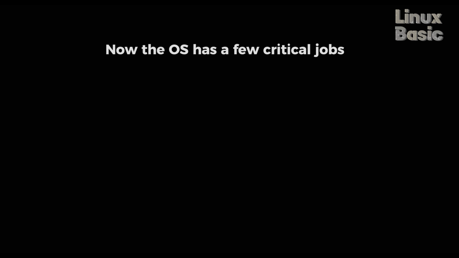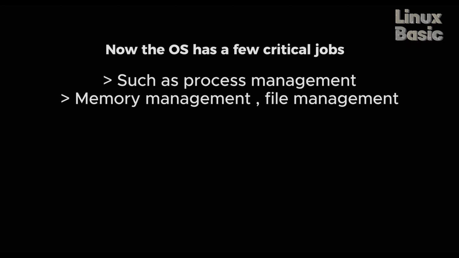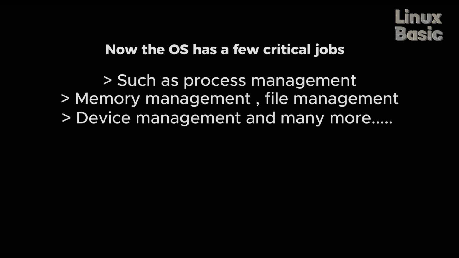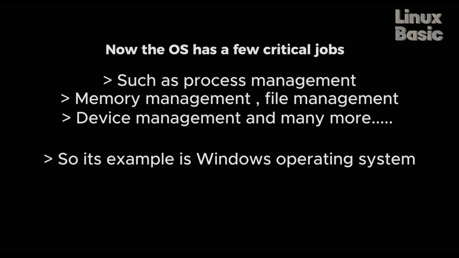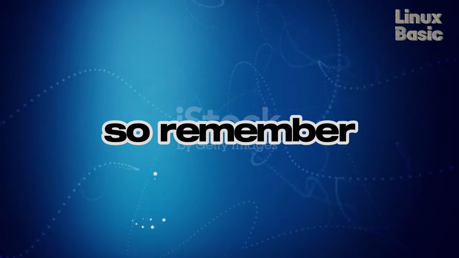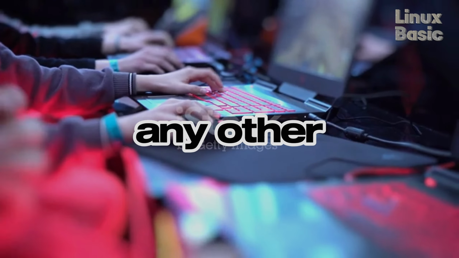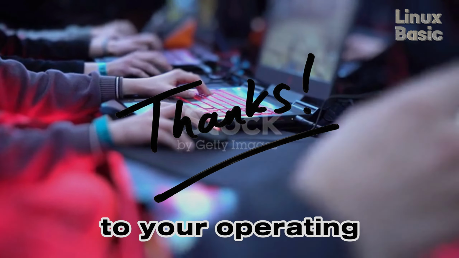Now the OS has a few critical jobs such as process management, memory management, file management, device management and many more. So what are its examples? Examples are the Windows operating system, Linux operating system, Mac operating system and also the Android operating system. So remember, next time you listen to music, play games or perform any other task, thanks to your operating system.